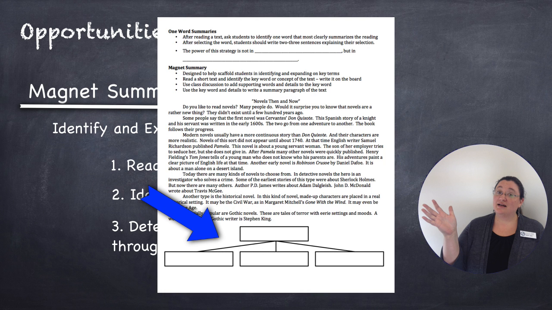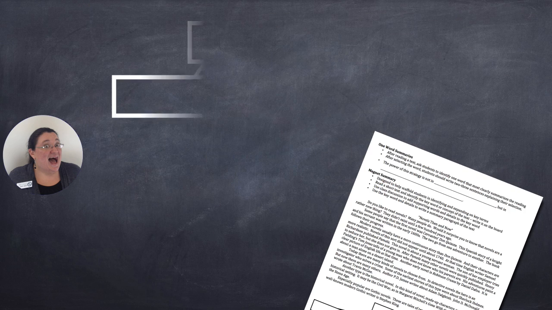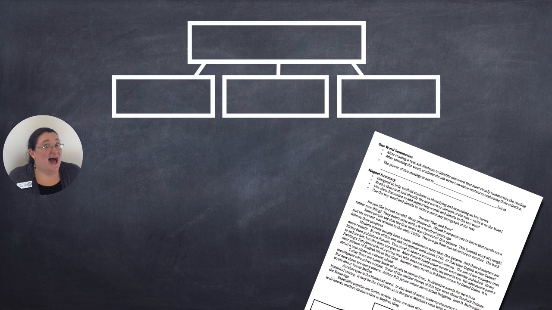And you'll notice at the bottom of your handout, there's a graphic organizer that we're going to fill out as we read. So the first paragraph. Do you like to read novels? Many people do. Would it surprise you to know that novels are a rather new thing? They didn't exist until a few hundred years ago. So if I'm choosing the main idea, just based on that first short paragraph, I'm going to choose novels as my main idea. That's telling me what the rest of that passage is going to be about.